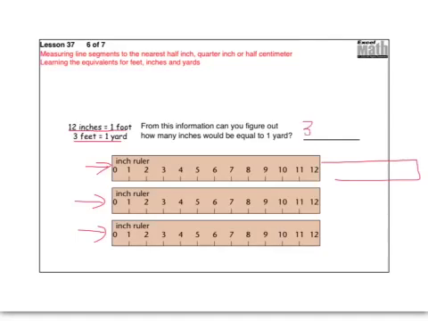You should have put 36 inches. Now, did you justify that? Did you show how you got that answer? There's 12 inches in each foot, and there's 3 feet in a yard, and so 12 times 3 is 36 inches in that yard.